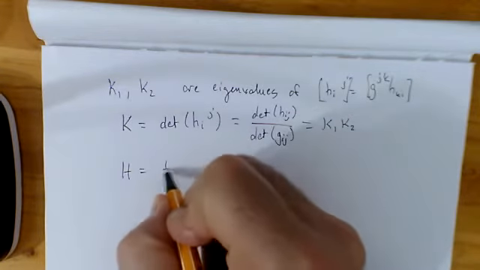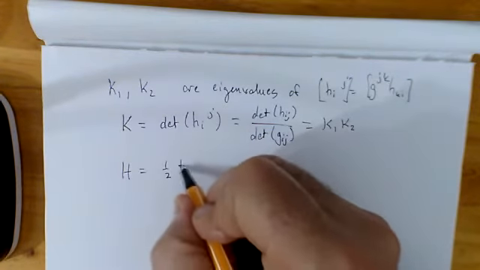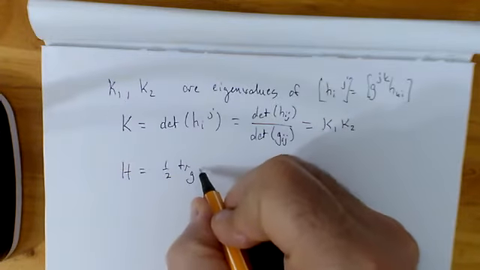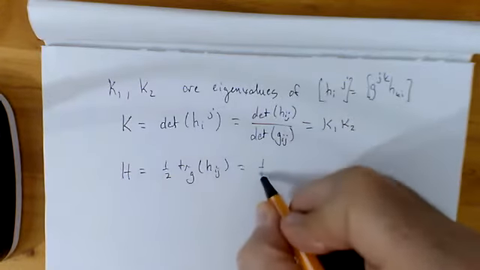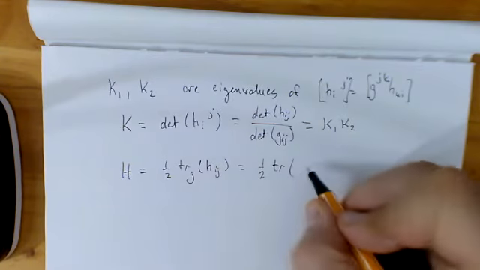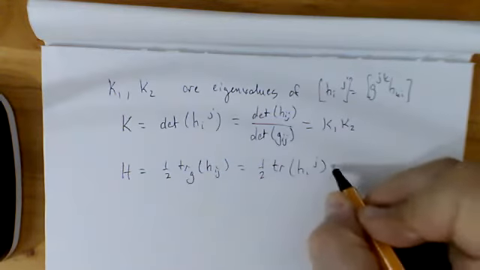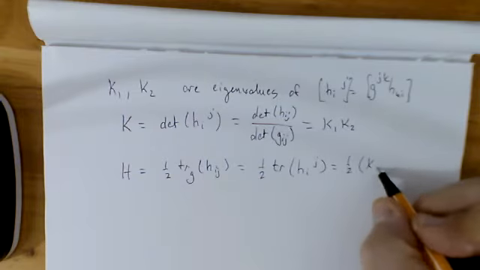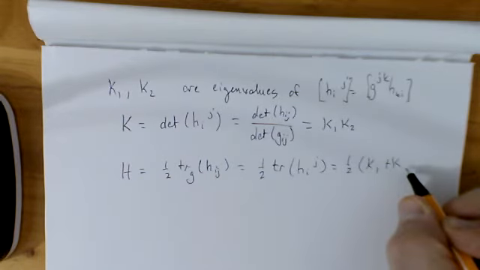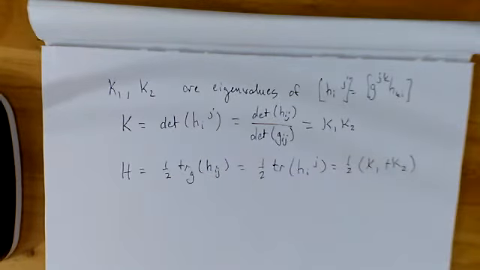H, I'm going to define to be a half the trace of Hij. The trace is, of course, going to be the sum of the eigenvalues.